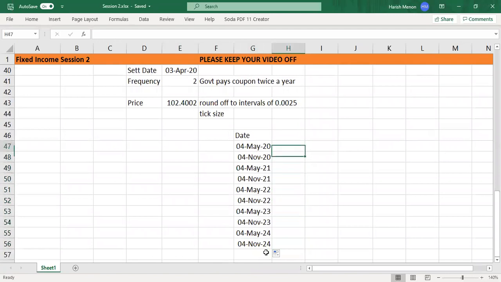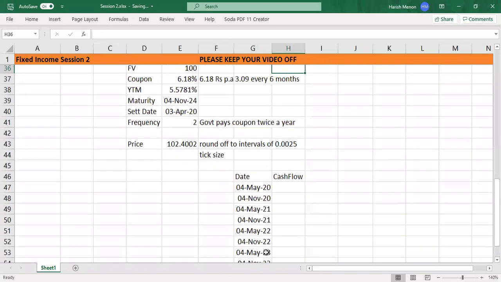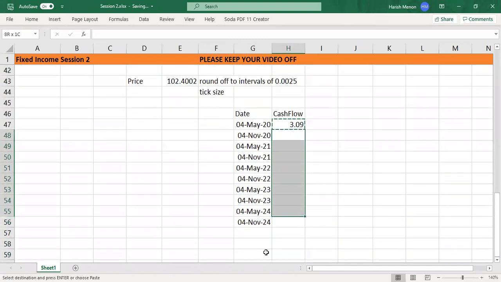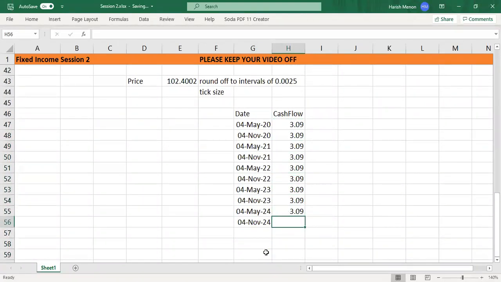What are the cash flows we are going to get on these dates? I already told you, coupon is 6.18, which is per annum. So every half year, 3.09. So we get 3.09 every 6 months. And on maturity, you get your 100 rupees also. So we are assuming everything will be fine, right? Government bonds don't default. So we will get all these cash flows.